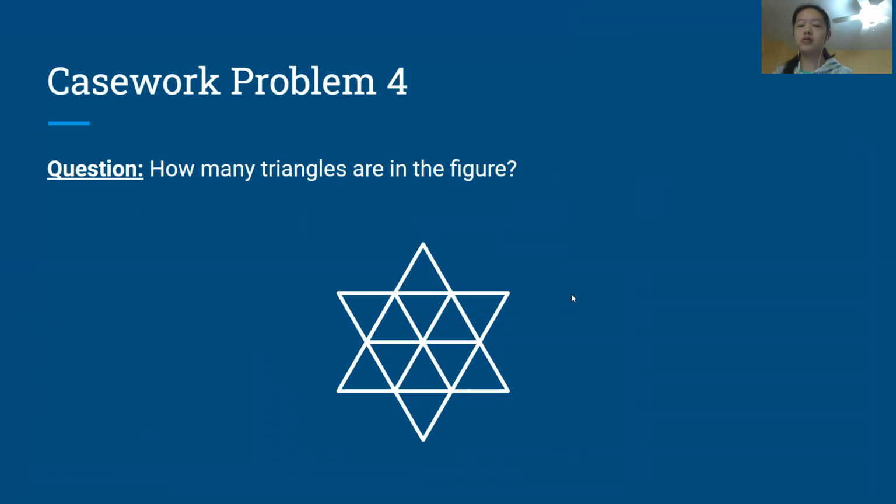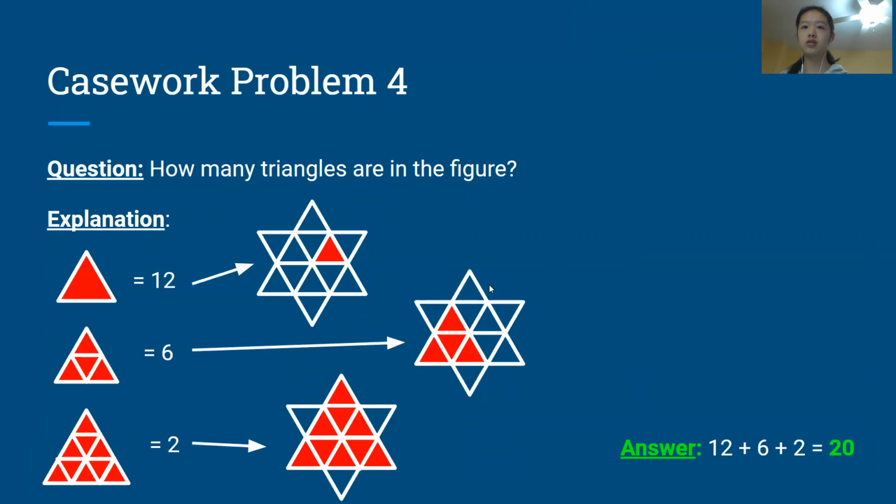Okay, now this one is a cool problem. I like this one. How many triangles are in this figure? Again, pause the video, try to work it out by yourself. Okay, here's the solution. So first we have 12 of these little triangles. That should be pretty easy.